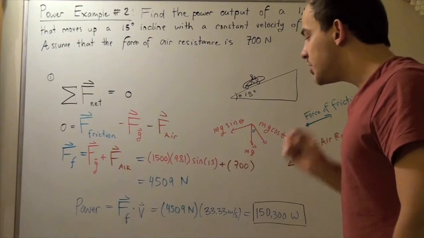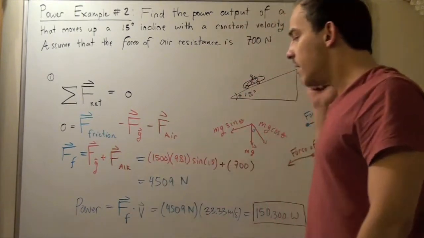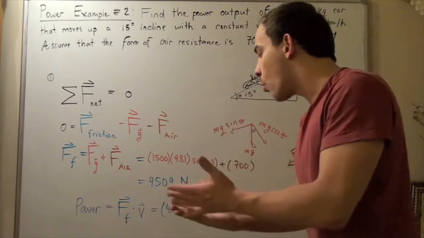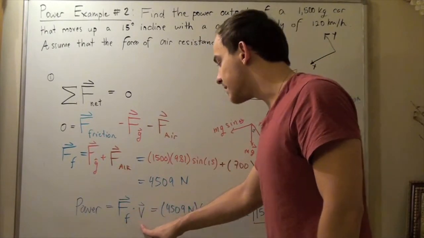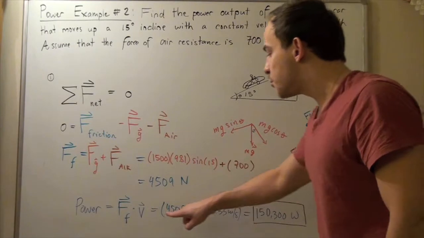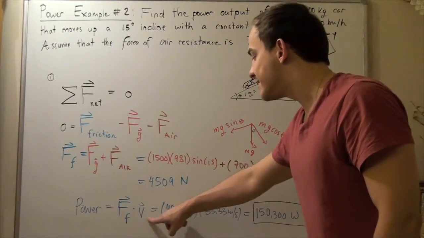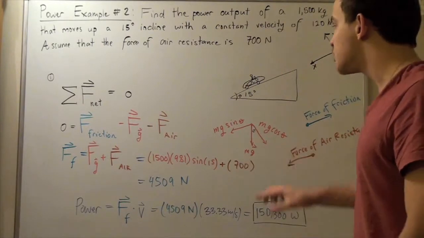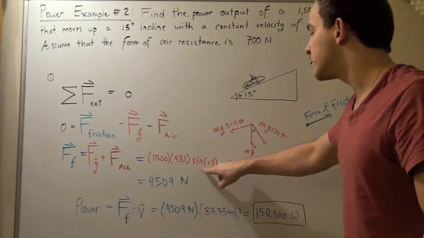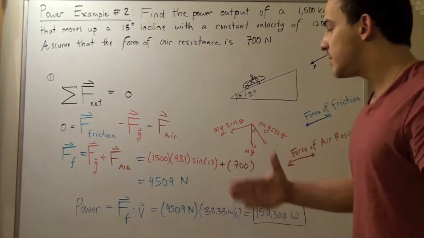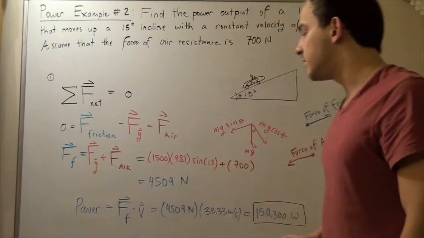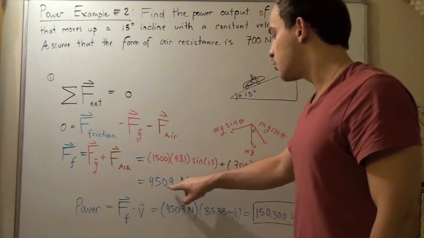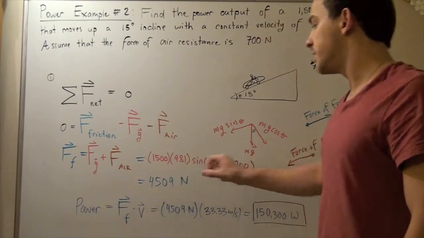So now we know what our force going up is, so let's use the power formula, which is given by force times velocity. Now notice the reason we don't have any sine or any angle here is because we already took the sine into consideration in this part. So we simply have the force times velocity. And our force is 4,500, or 4,509.